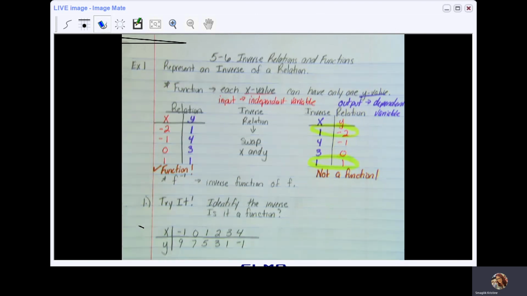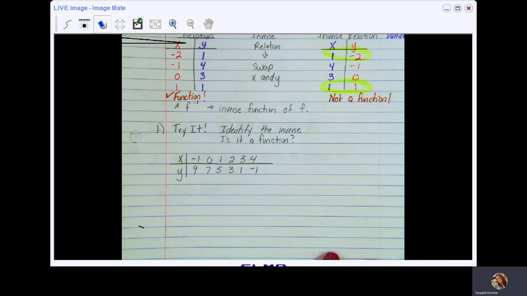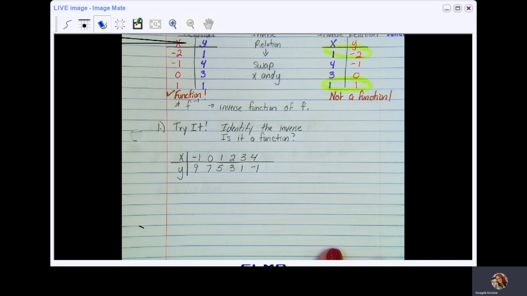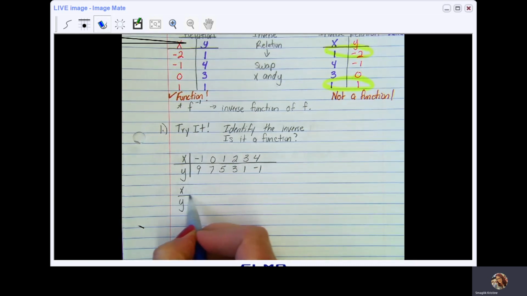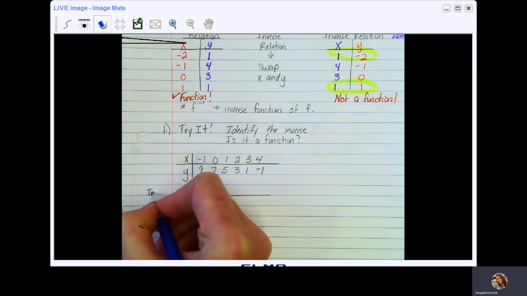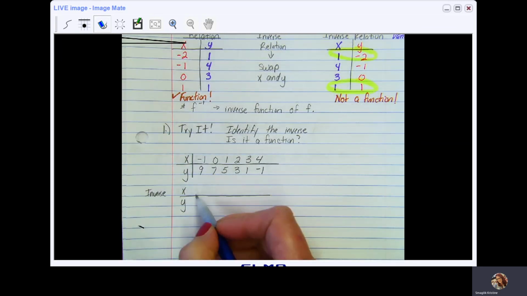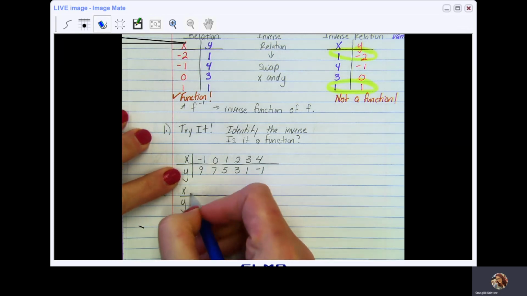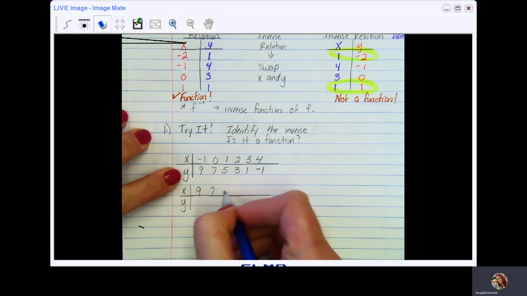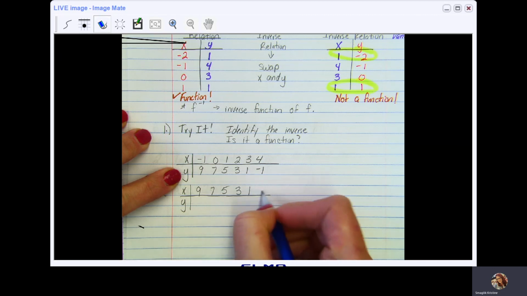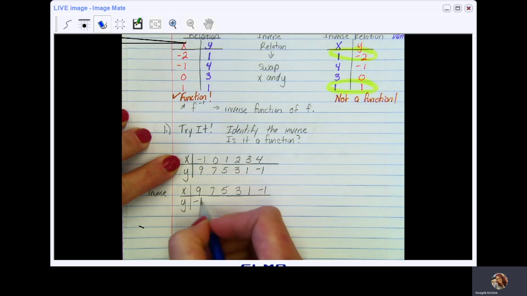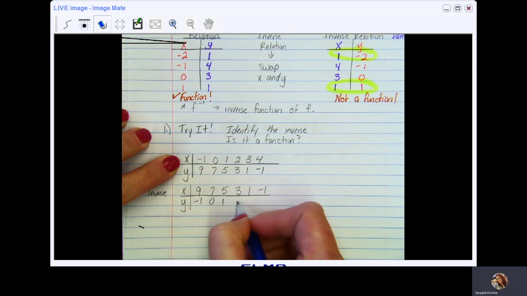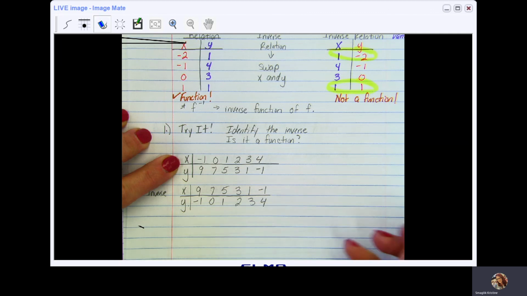So let's take a look at this one. We're going to identify the inverse, and is the inverse a function? To do the inverse, all I need to do is swap the x and the y. So this one is going to be our inverse. All my x values will be the y values. What were the y values? 9, 7, 5, 3, 1, -1. And my y values become the x values: 1, 0, 1, 2, 3, 4.